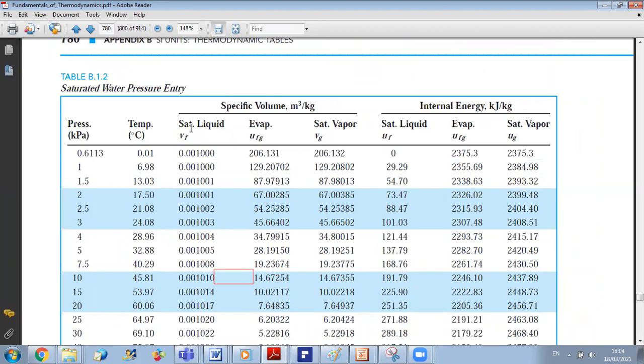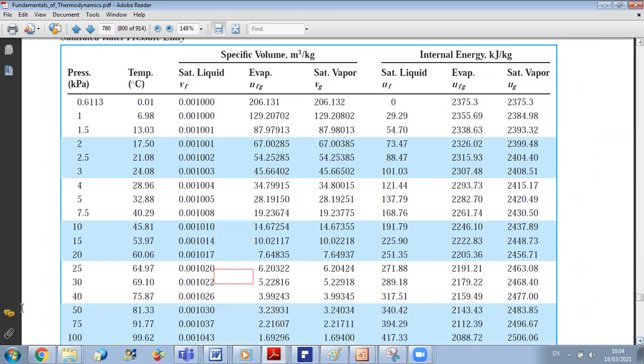Okay, so for the specific volume, I will go to 10 kilopascals, and I can read here the corresponding value of specific volume, and I can say that this value is common between 0.1 and 0.2. Okay, so now let us see together the details of the calculation.